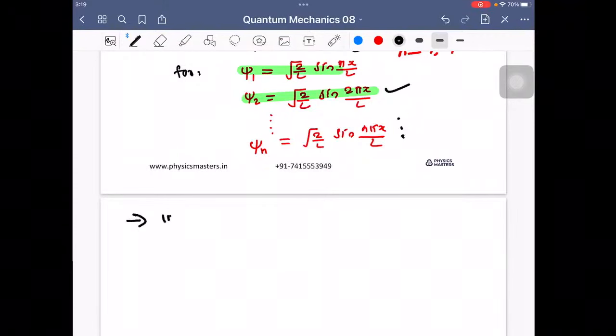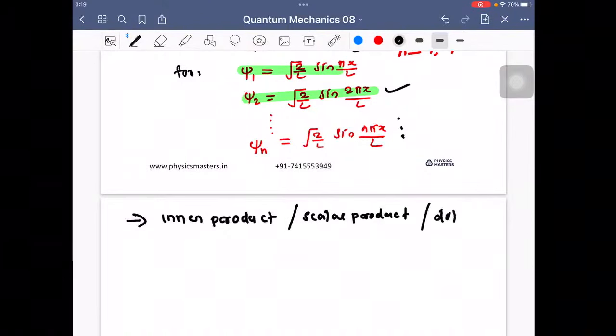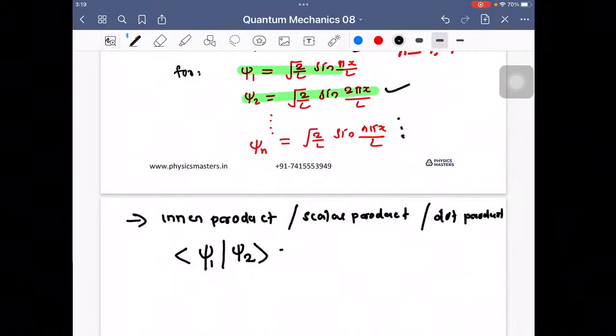The inner product can also be called the scalar product or dot product. In quantum mechanics, we write the inner product in the bracket notation. If you want to write the inner product of psi 1 with psi 2, or the dot product of psi 1 with psi 2, it can be written as the bracket psi 1 psi 2. In the next class, we will learn this Dirac notation, the bracket notation, and its properties, etc.